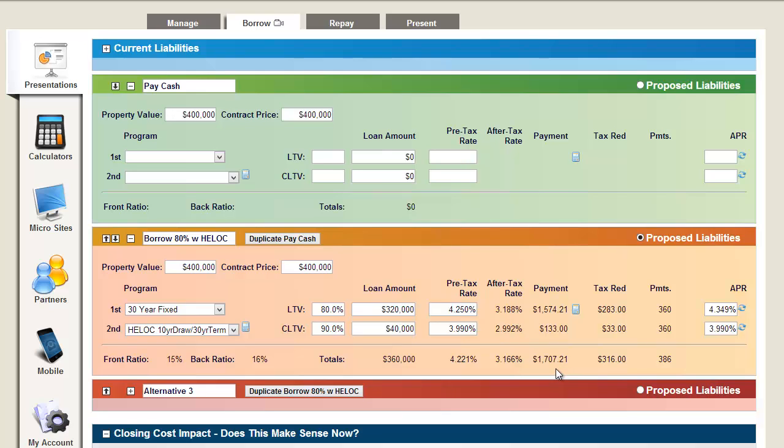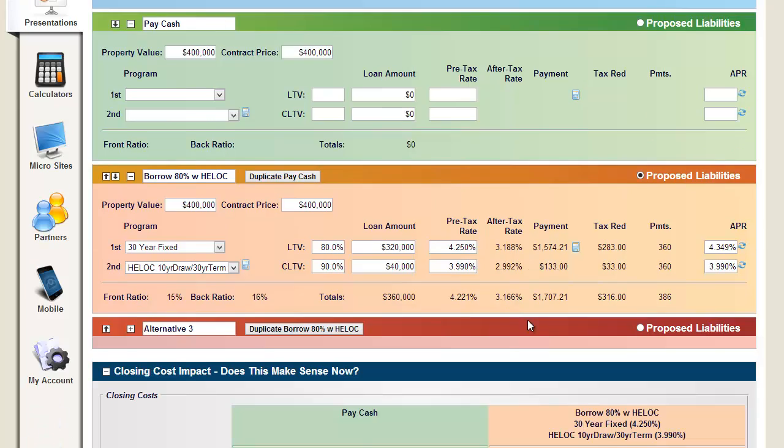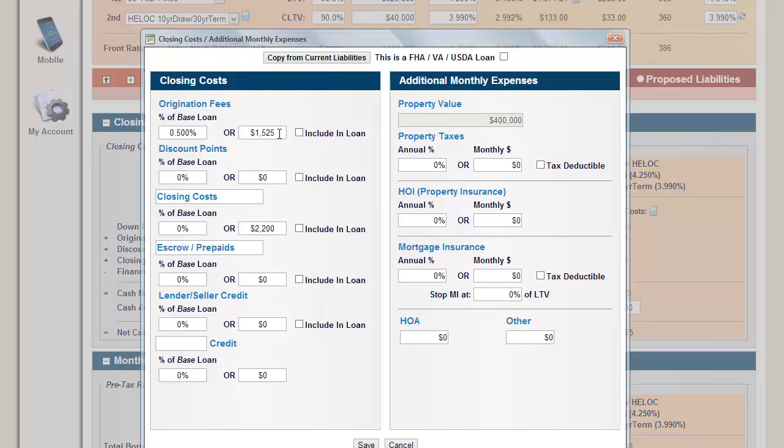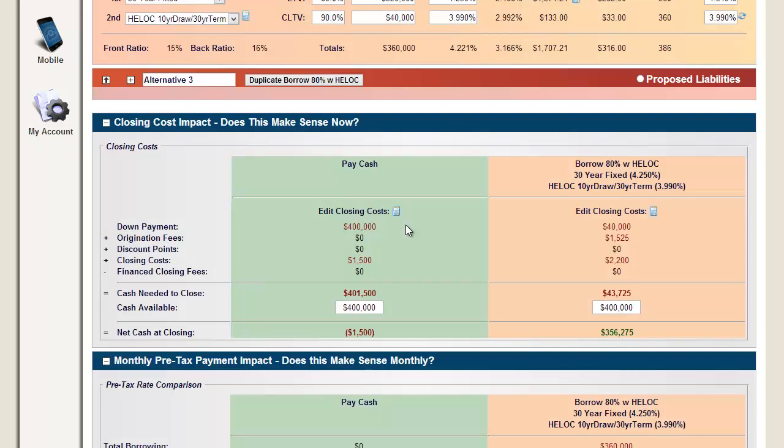I need to be able to explain to the client the financial impact. And I always go through the same process of first the closing cost impact. If you buy this house and pay cash, you'll need $400,000 to pay cash for the property. You won't have an origination fee, right? So we can go ahead and take that. That was just a default that we had in there. And let's just say the closing costs are going to be around $1,500 if they're buying it with cash.